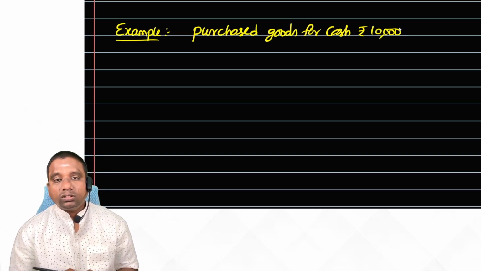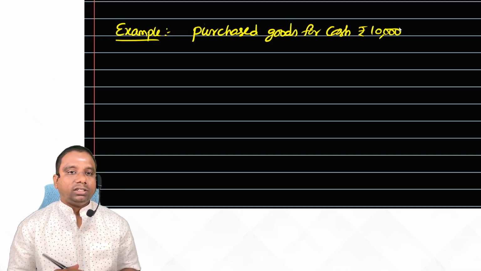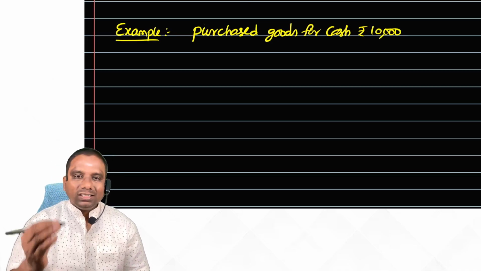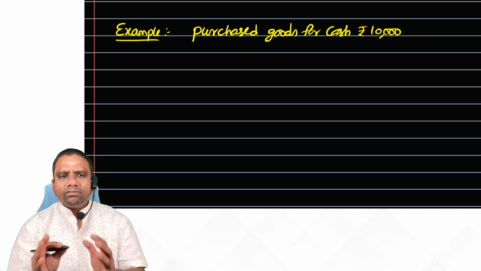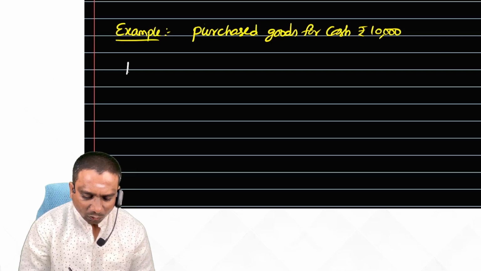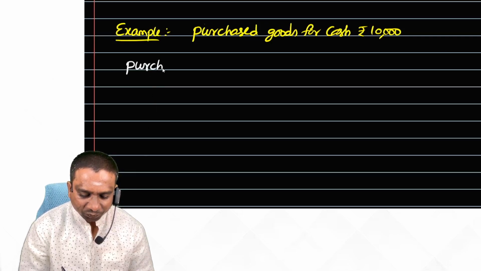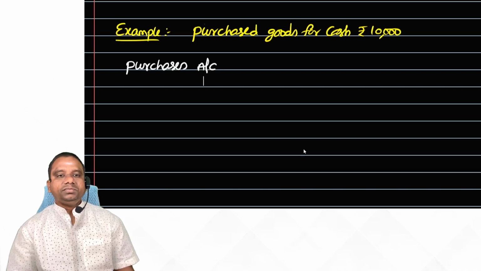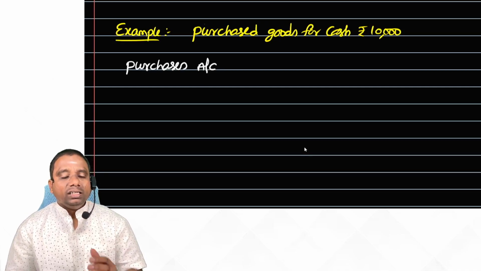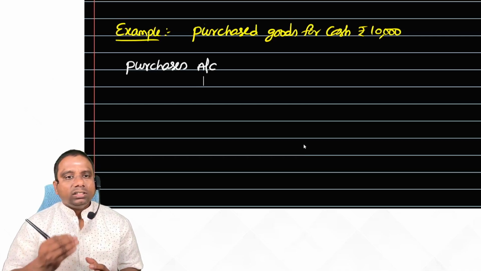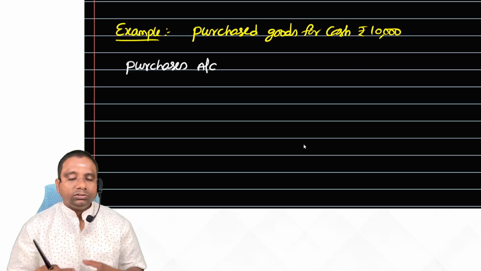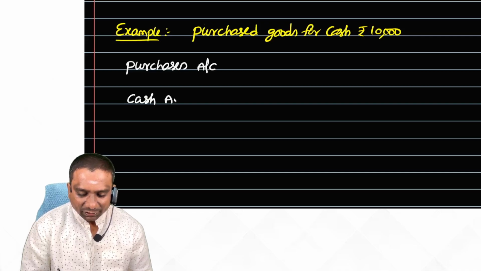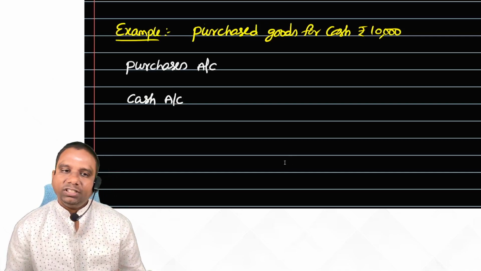Now, the next step is what? Identify the accounts involved in the transaction. Tell me, what is the receiving aspect? Goods. Whenever we receive goods, what is the account name we use? Purchases account. Immediately, the next account name. That means, what is the giving aspect? The receiving aspect is goods. Then what is the giving aspect? We are giving cash, sir. Yes, simple.